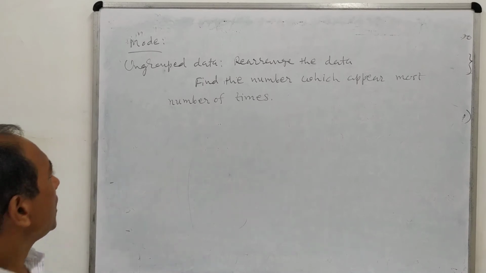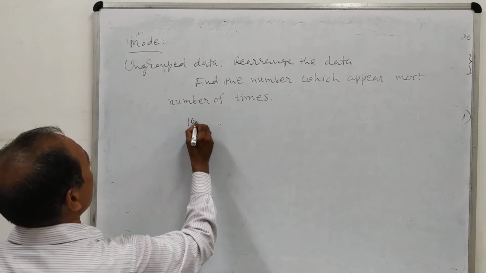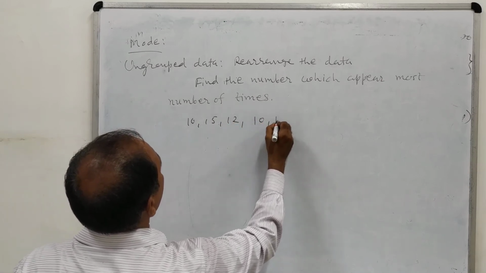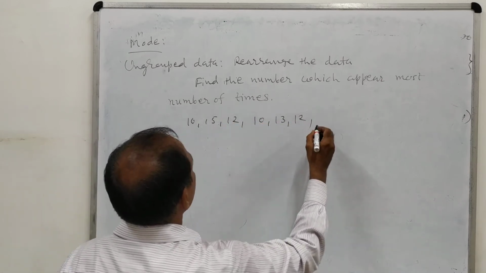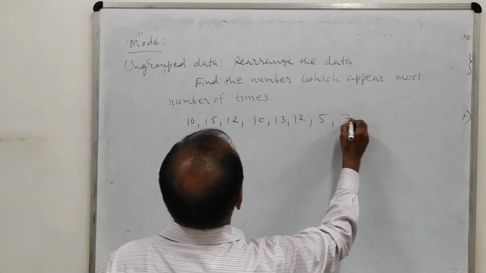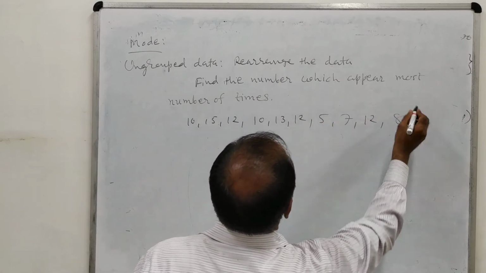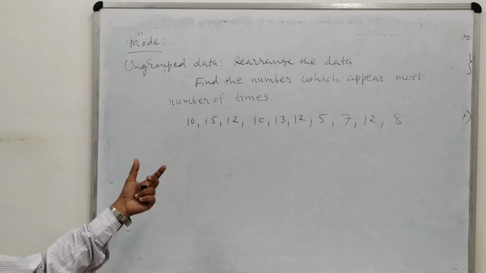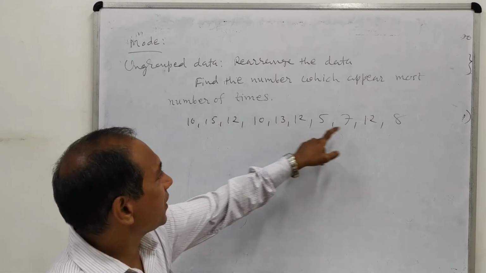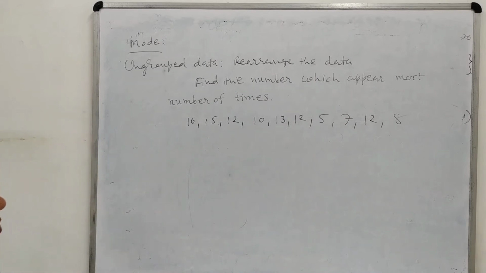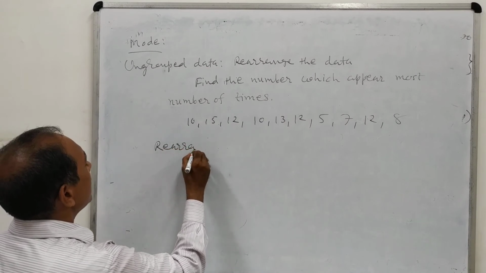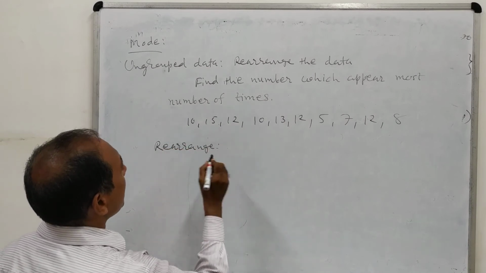For example, if we are given the data 10, 15, 12, 10, 13, 12, 5, 7, 12, 8. Here you can notice that 12 is appearing 3 times. That means it is appearing the most number of times. So without rearranging the data also you can say this. But if you rearrange the data, then it will become very simple.